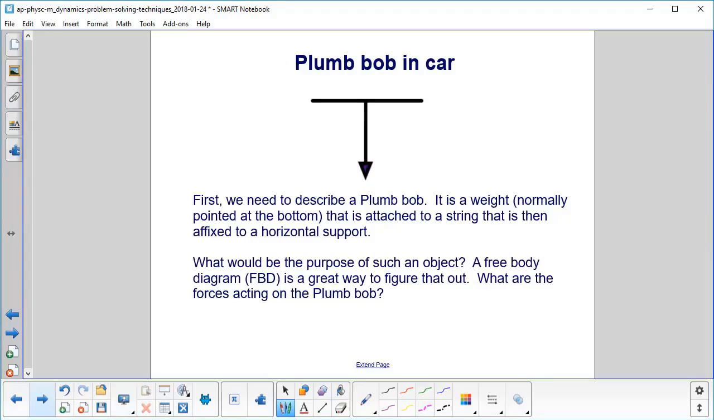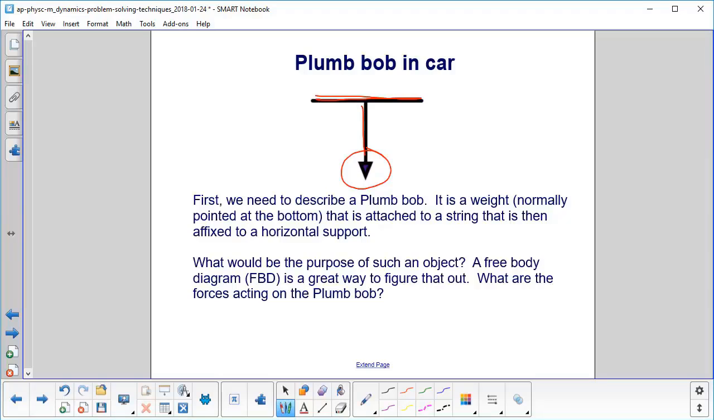First, we have to talk about what a plumb bob is. It is a weight, normally pointed at the bottom, so it looks something like this, that is attached to a string that is then affixed to a horizontal support. Okay, and here's the string. What would be the purpose of such an object?